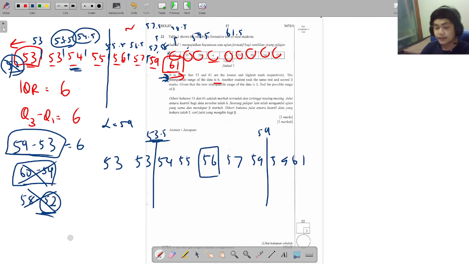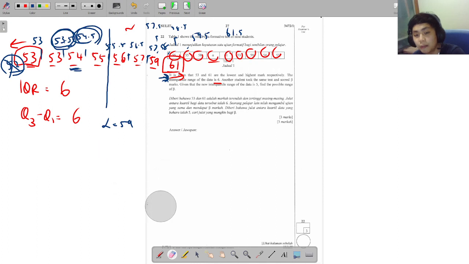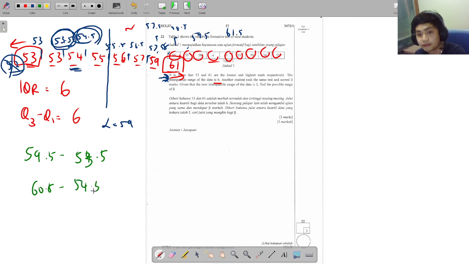So because this doesn't work, we have to take the 0.5 values now, because all of the whole numbers don't work anymore. So since all the whole numbers don't work, I'm just going to get rid of it. So what 0.5 values can actually get us to this? So I can say that probably is 59.5 minus 53.5. Yeah. Or I can say 60.5 minus 54.5, right?